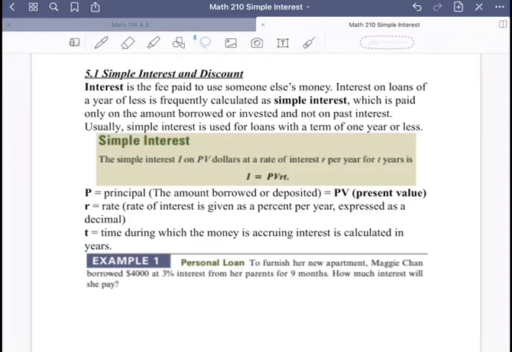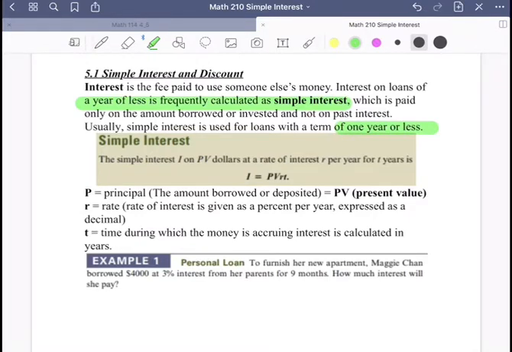Now, there's different types of interest. This one is simple interest. Later on, we're going to go into compound interest as well. Interest on loans of a year or less is frequently called simple interest, which is paid only on the amount borrowed or invested and not on past interest. Usually, simple interest is used for loans with terms of 1 year or less. And that's the magic one, okay?